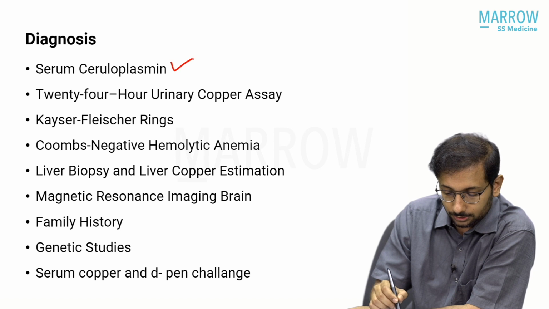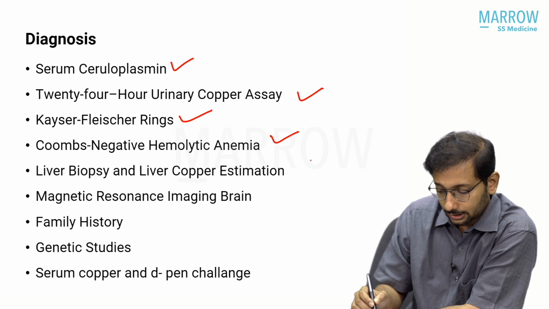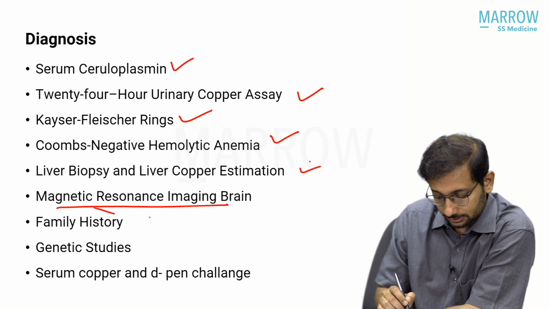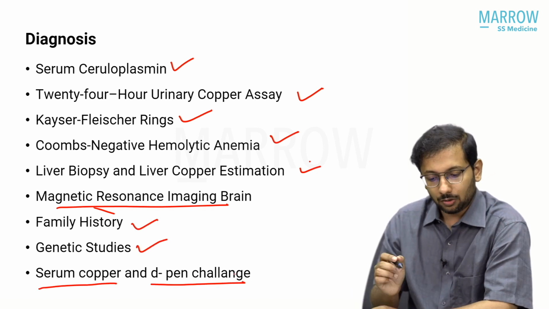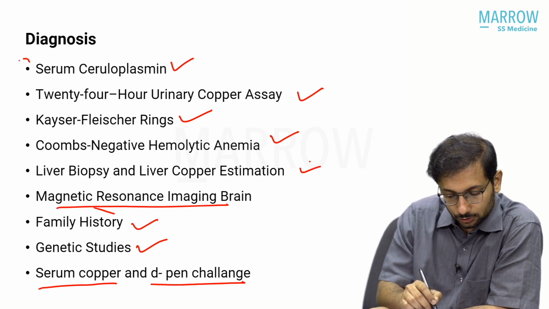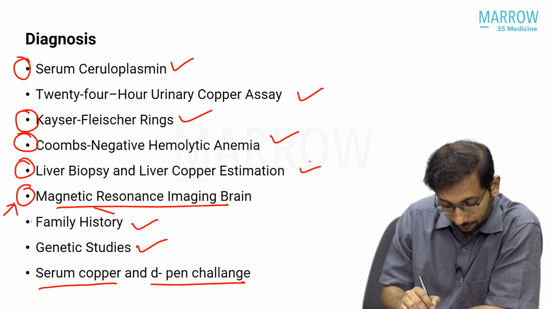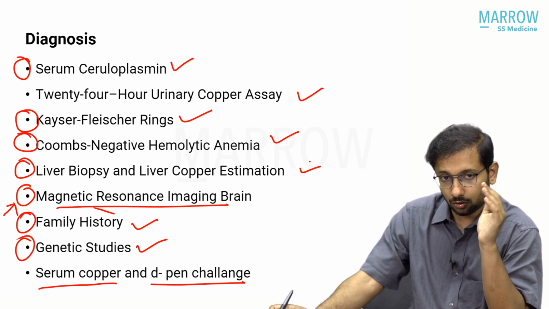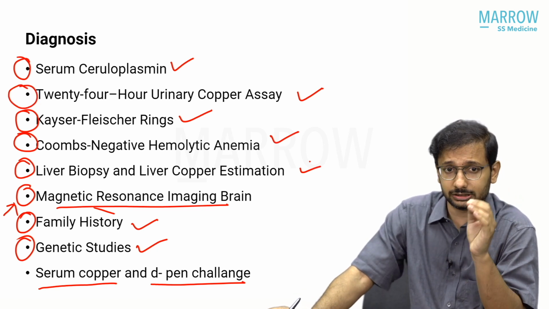You have serum ceruloplasmin, 24 hours urinary copper assay, KF ring, Coombs-negative hemolytic anemia, liver biopsy, even MRI of the brain have shown promise in diagnosing Wilson disease, family history, genetic study, serum copper and D-penicillamine challenge. Out of which important ones are serum ceruloplasmin, obviously, KF rings, Coombs-negative hemolytic anemia, biopsies, MRI, family history and genetic studies. Serum copper and D-penicillamine challenge are gone out of the way, and 24 hours urinary copper assay is very important still.